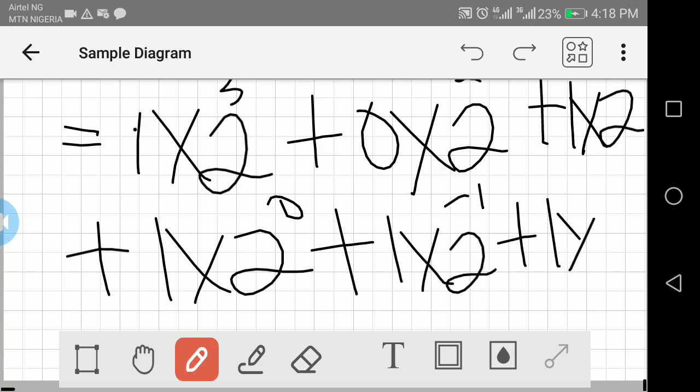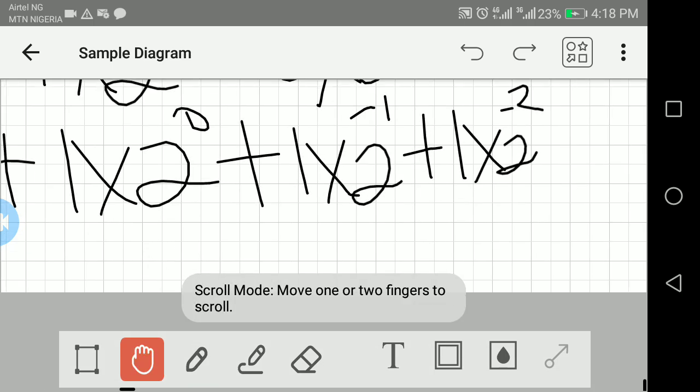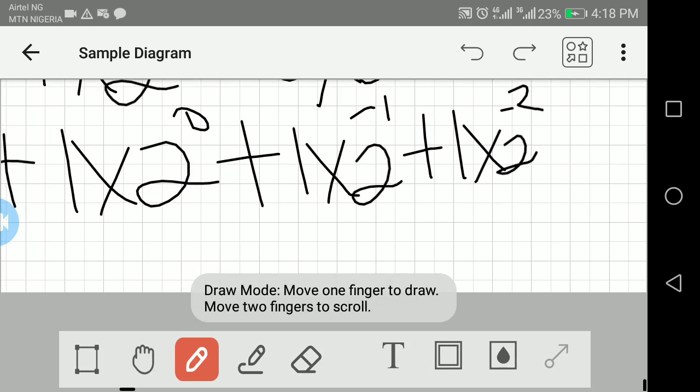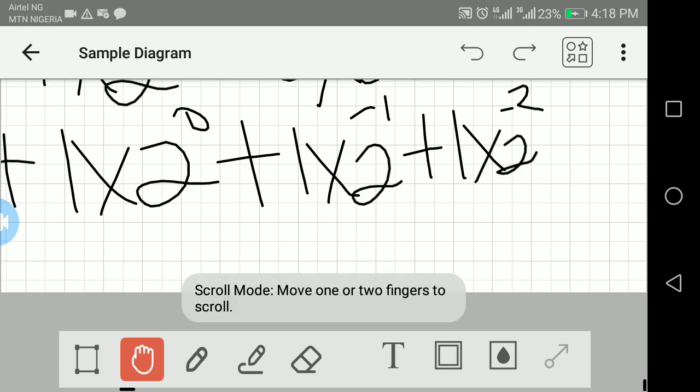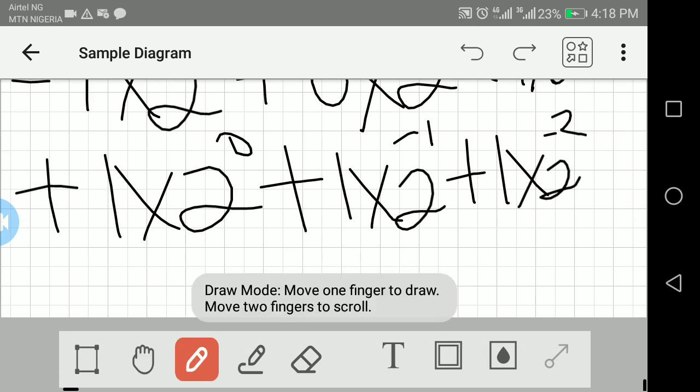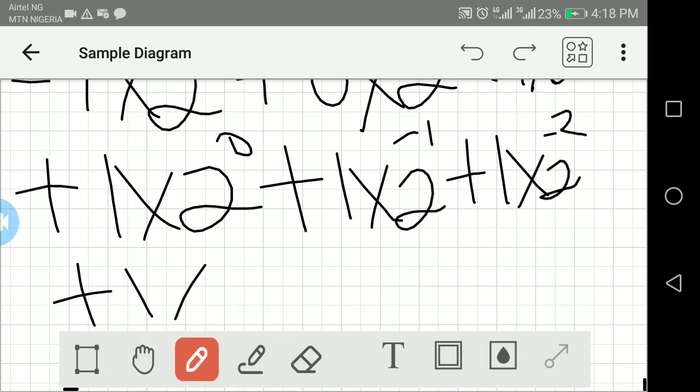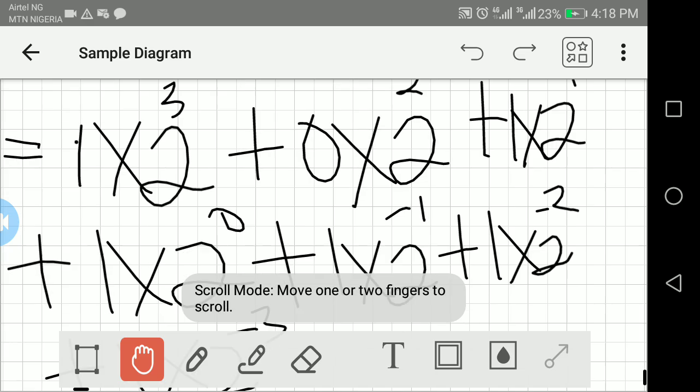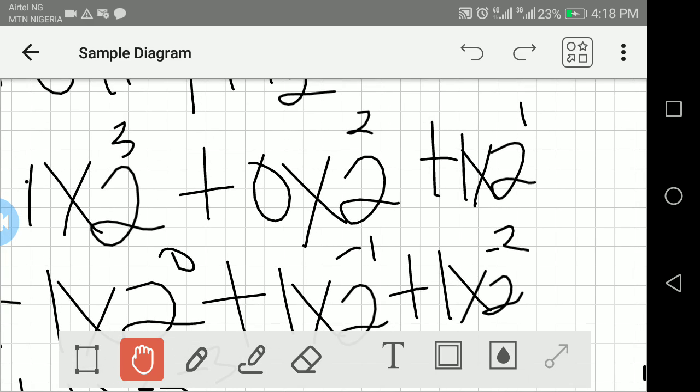plus 1 times 2 to the power of -2, then plus 1 times 2 to the power of -3. So this is our expansion.